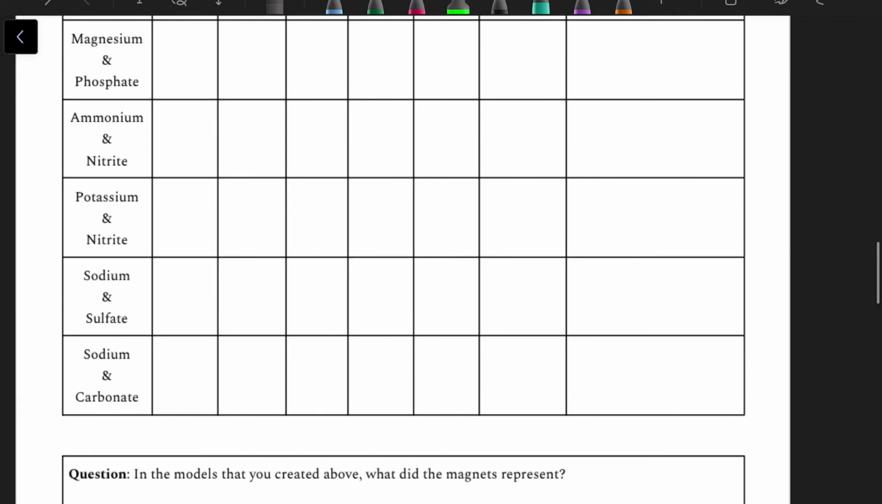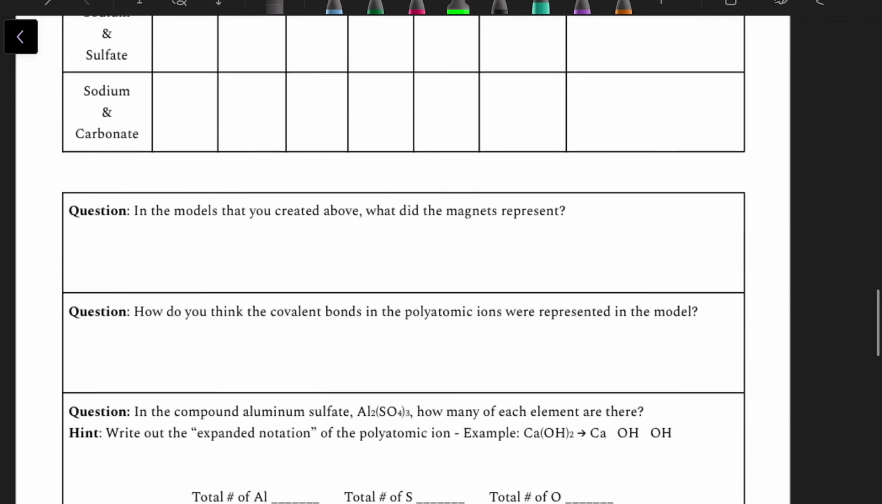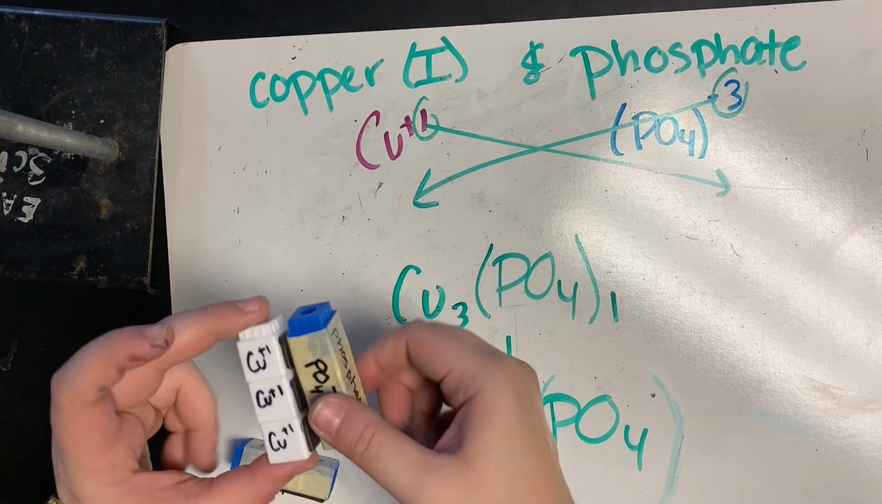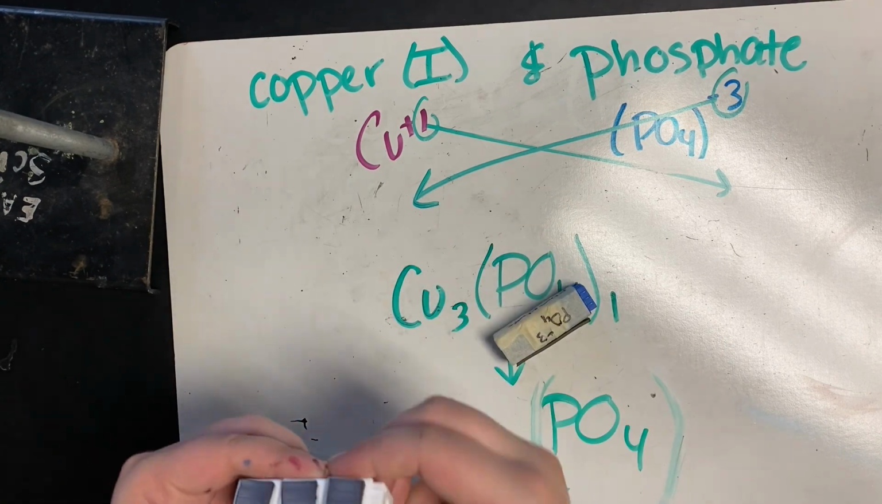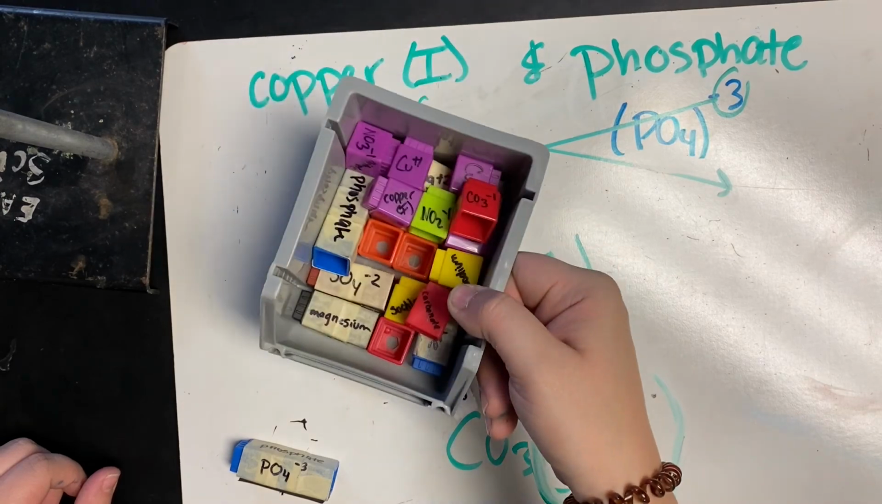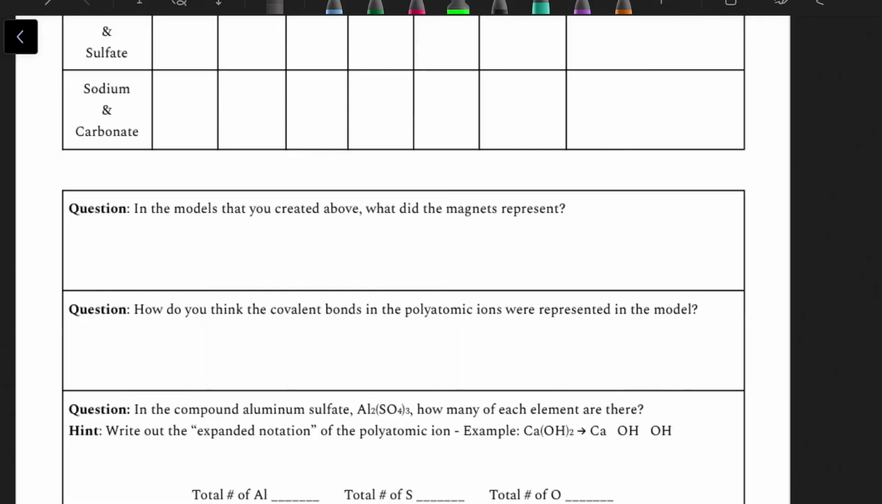You will have to break them apart in order to build new ones because some of these pieces are repeated. Then you have 3 questions to answer at the end. When you are done, unmagnetize your pieces, take them all apart, and put them back in the bin so it looks like that. And that is the lab for this week.